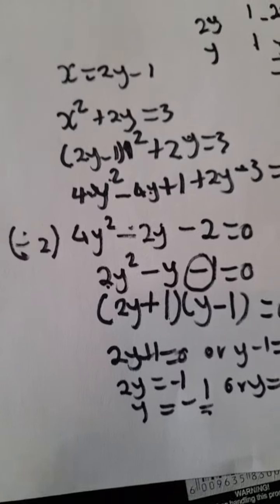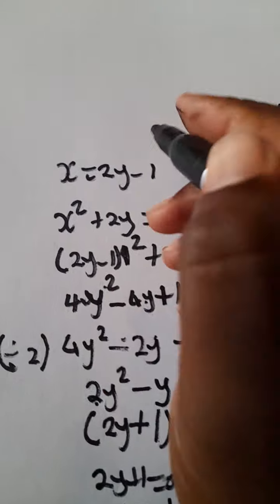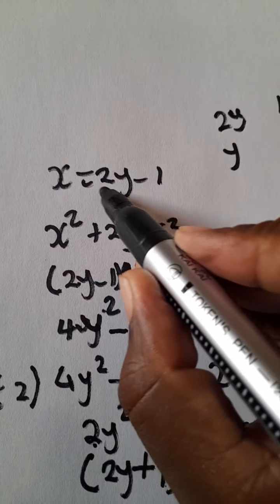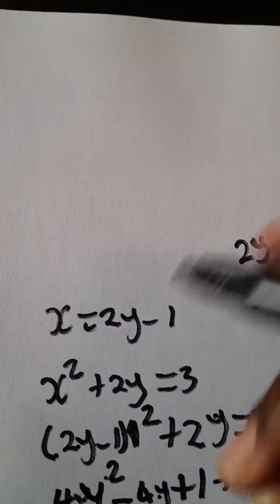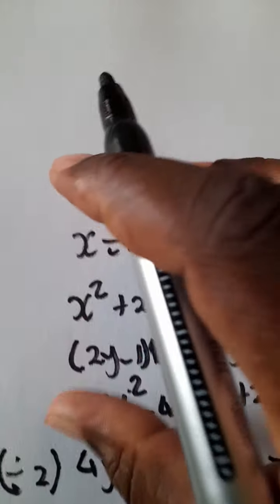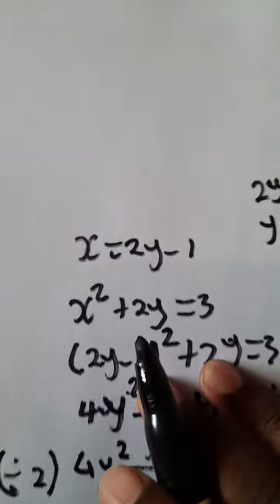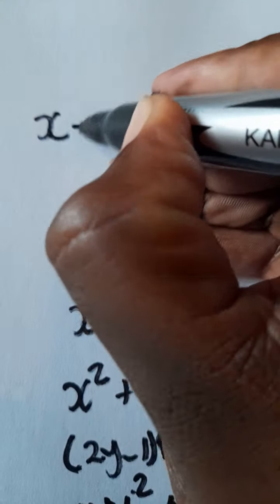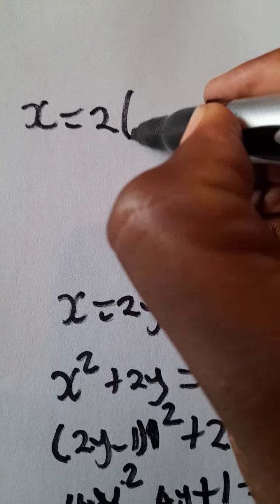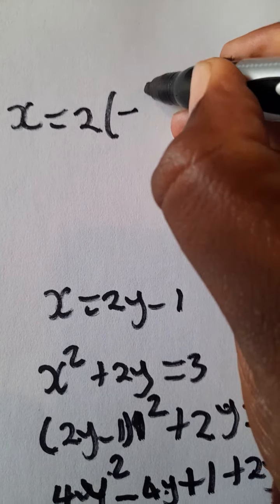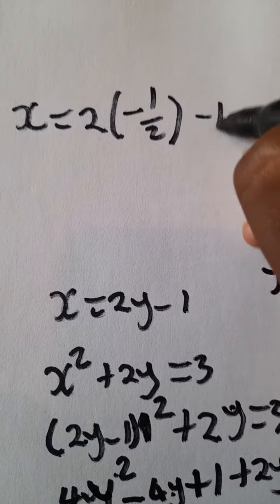So we are not done. We are looking for the x values. Remember that we go back here to find the x values. Remember that we got negative half. Let's start with the negative half. That's x. It's 2y. Where there is y, we put a negative half. Minus 1.